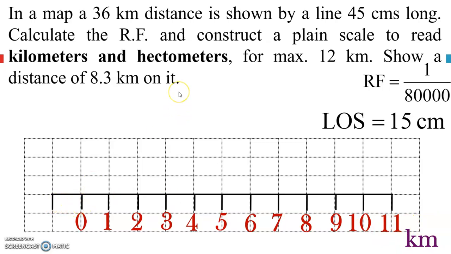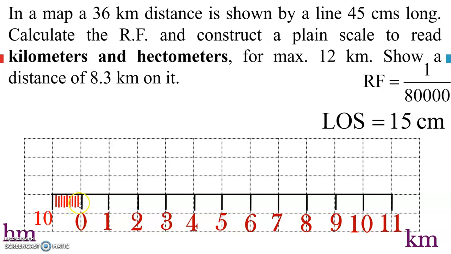Now we have to recall the relationship between the kilometer and hectometer. So 1 kilometer is equal to how much hectometer? So 1 kilometer is equal to 10 hectometer. So here we have to divide this division or this distance into 10, and one division will show us 1 hectometer. So here I am dividing this distance into 10 divisions, and one division will show us a hectometer.